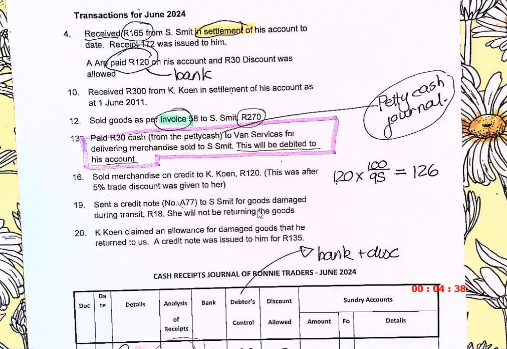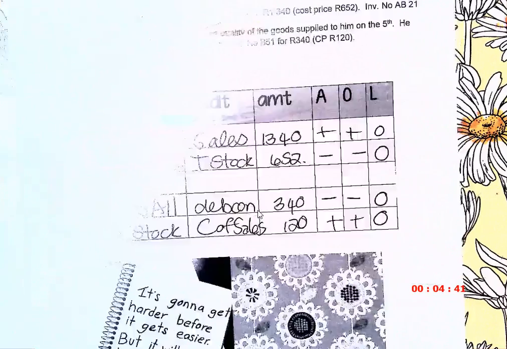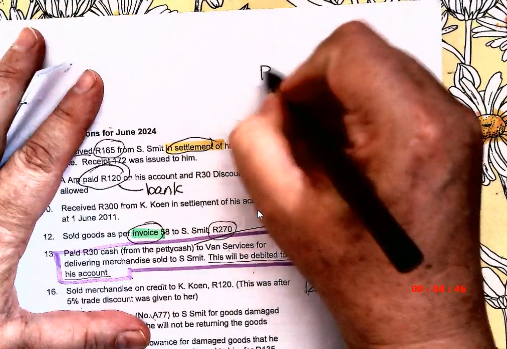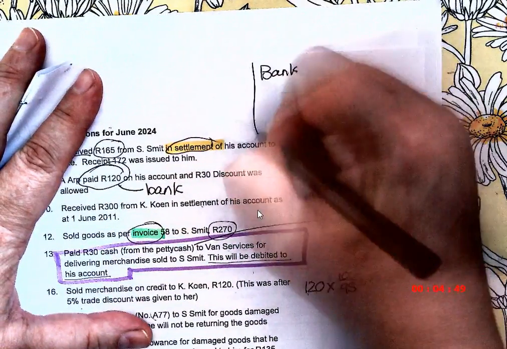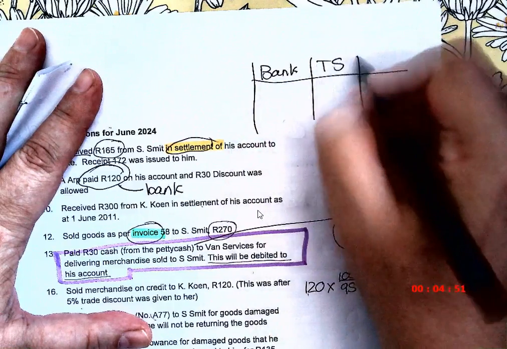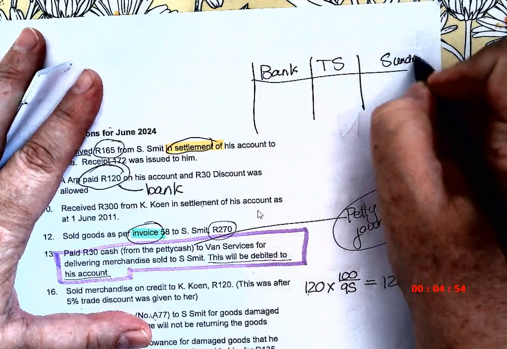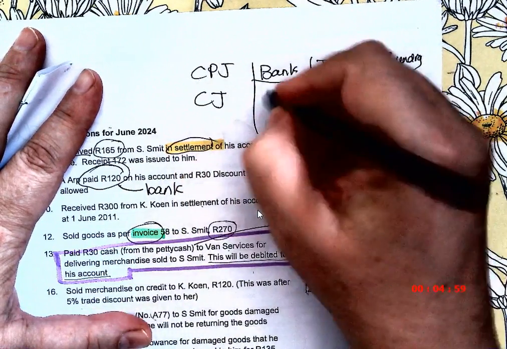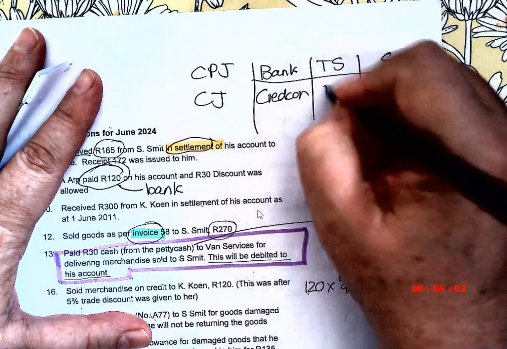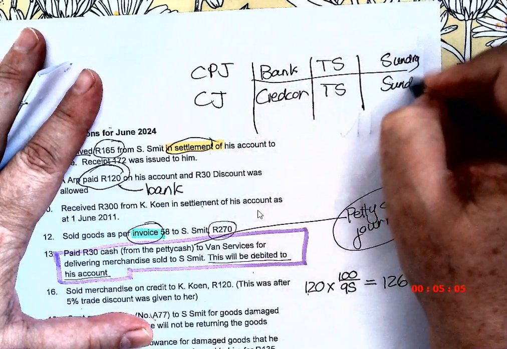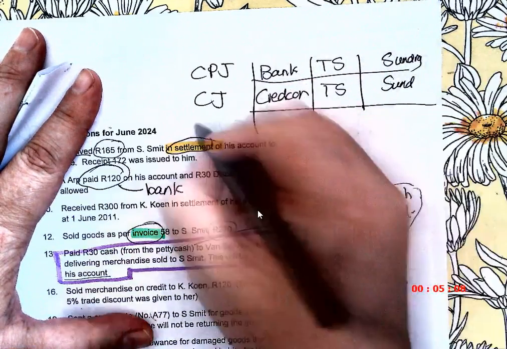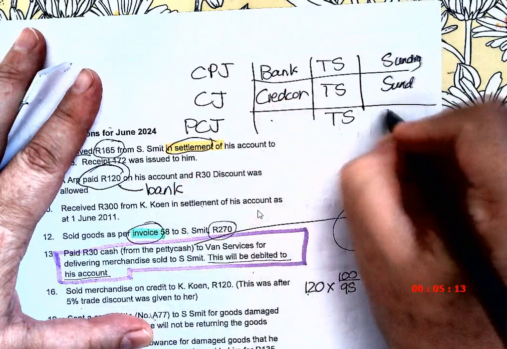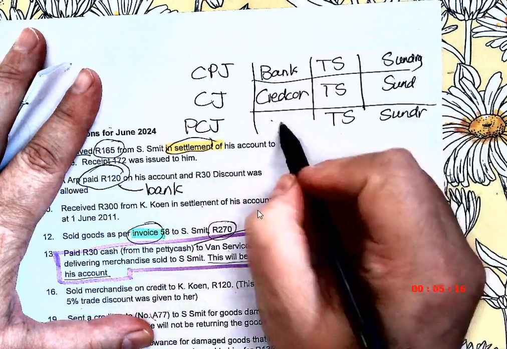So I will show that 30 Rand in a journal I call the Petty Cash Journal, which will look just like a CPJ. Remember, a CPJ has a column bank, and then it will have trading stock, sundry. That's my CPJ. And when we do the CJ, we will have creditors control, trading stock, sundry. You guys with me? But now I also have a PCJ. I will still have my trading stock, sundry, but the way I pay is not cash.